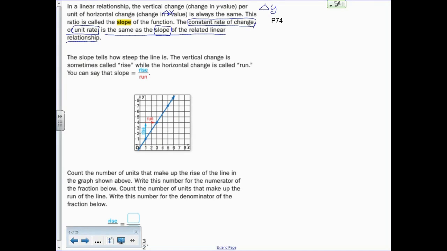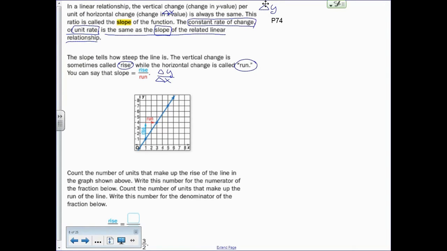The slope tells us how steep the line is. The vertical change is sometimes called the rise. So rise is the same as change in y, or vertical change, while the horizontal change is called the run, which is the change in x. So you can say that slope is rise over run, or change in y over change in x.